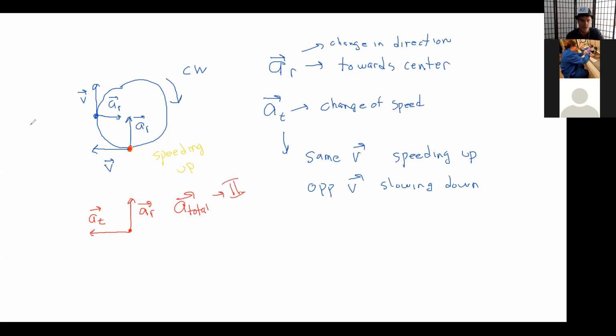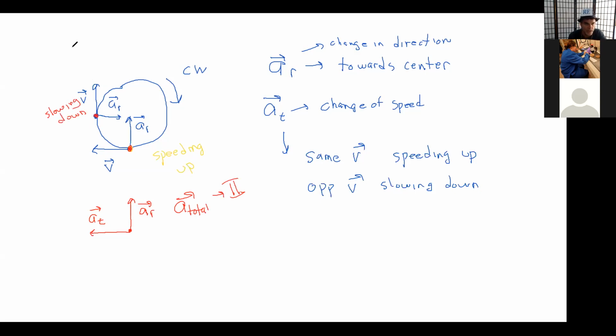Now let's look at the other case where it's up here. Again, velocity is always tangent to the path. So in this case, the velocity would point straight up. So if the speed is changing, if it's speeding up, tangential acceleration would point straight up. If it was slowing down, the tangential acceleration would be pointing opposite. So let's just assume in this case that the object is now slowing down.